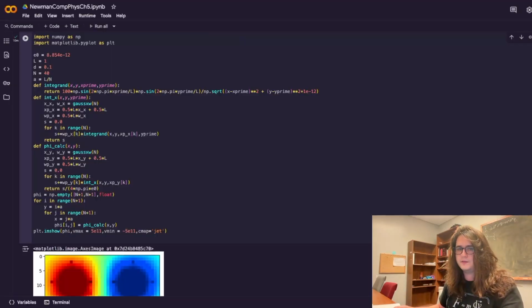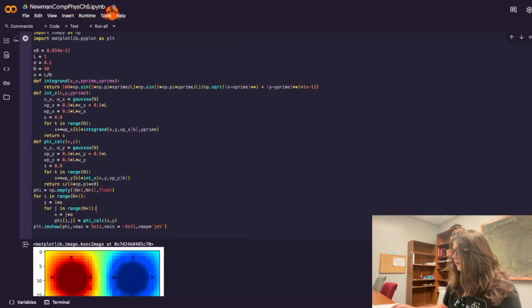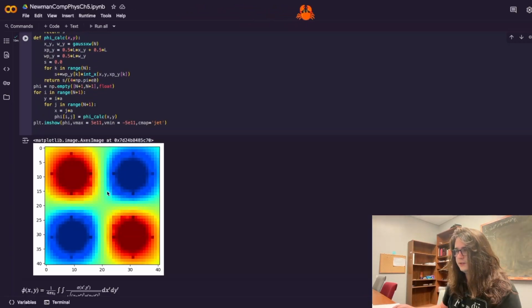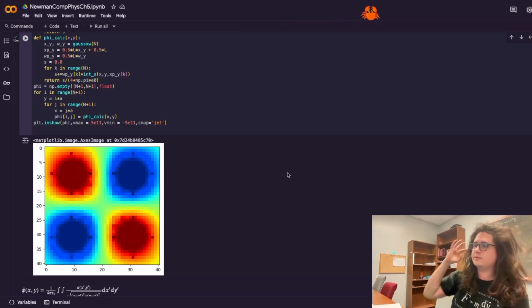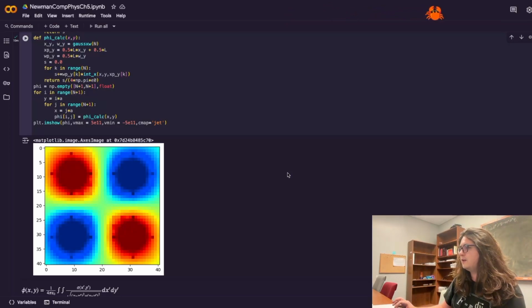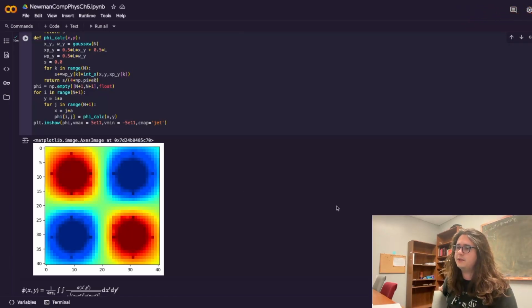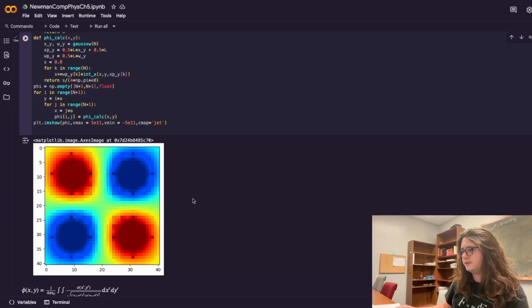Oh, it finished running. Okay, so hello, welcome back everybody. It's like 9 minutes later. And okay, so that's what the electric potential field actually looks like with 40 points. It's not very high fidelity, again, because we only used 40 rows and 40 columns. But I think it looks pretty awesome.